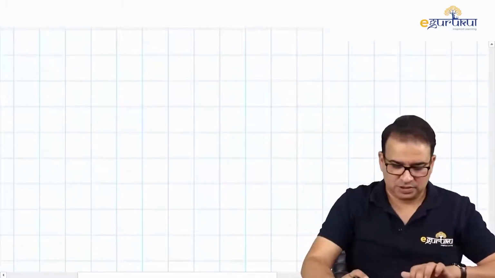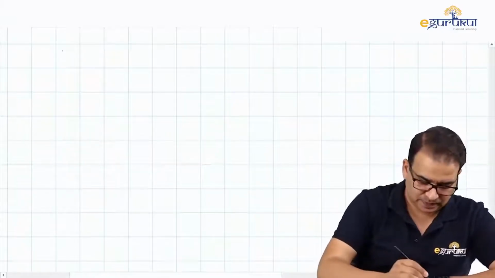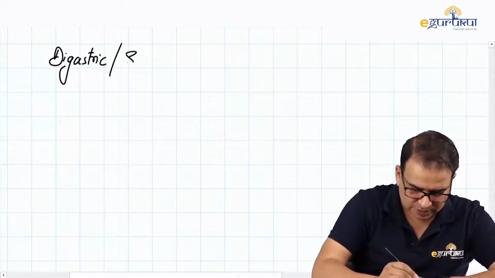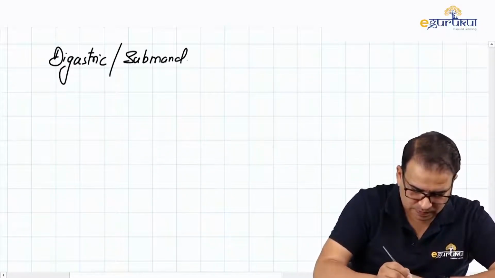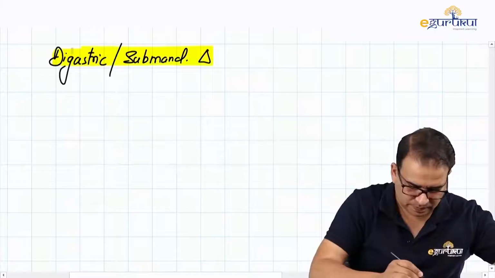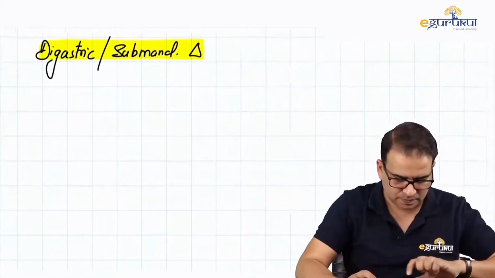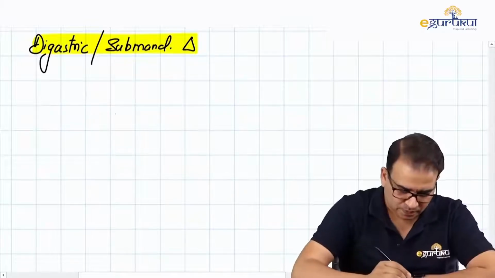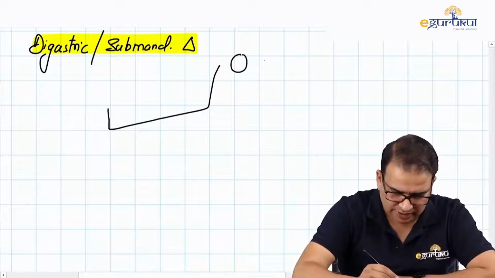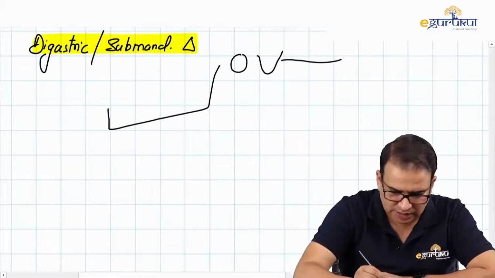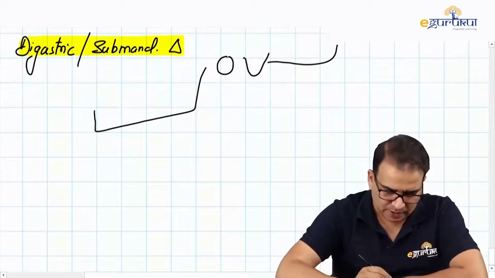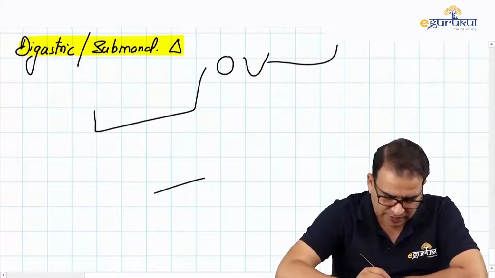So in the series of the triangles, let's go to the next one, and that is the digastric or submandibular triangle. So this was the mandible. Let's say this is the mandible here. We have the external auditory canal, the mastoid process, and the occipital bone. Once again, I'm just looking at the upper part of the triangles of the neck. You have the hyoid bone, let's say somewhere here.